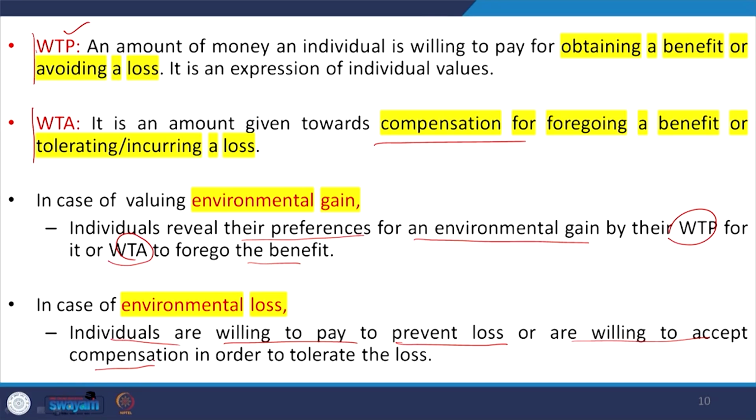So, these are the two scenarios. If a policy happens and we find an environmental gain, then people value this gain in terms of their preferences through the willingness to pay concept and the willingness to accept concept. And if there is likely to be some environmental loss because of a particular policy or program, then they show their preferences in terms of the same concepts, willingness to pay and willingness to accept.